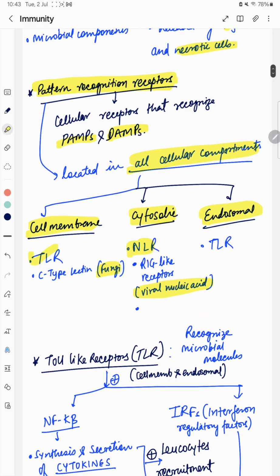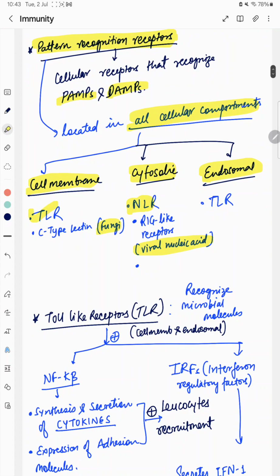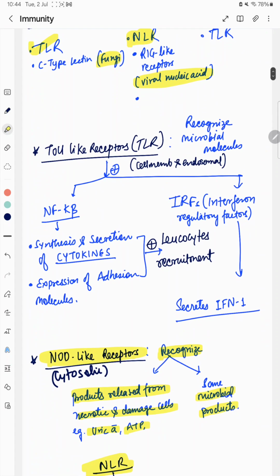What are pattern recognition receptors? They are cellular receptors that recognize PAMPs and DAMPs. They are located in all cellular compartments. On the cell membrane: toll-like receptors and C-type lectins. In the cytosol: NOD-like receptors and RIG-like receptors. And on endosomes: toll-like receptors.